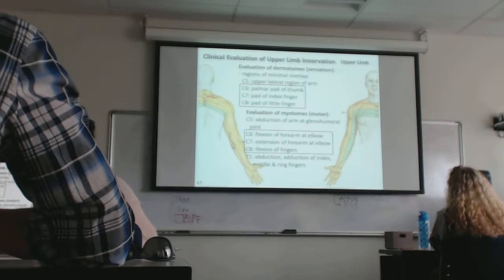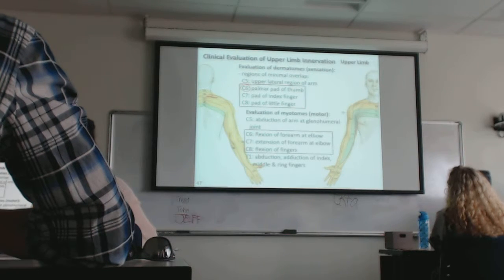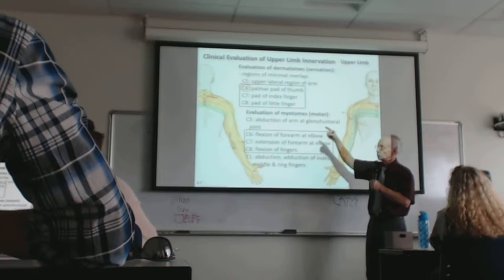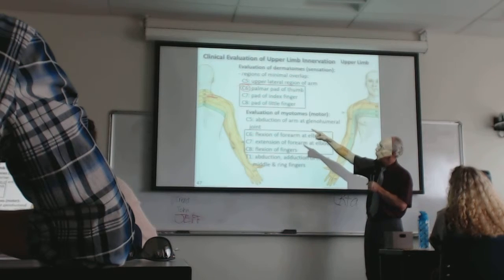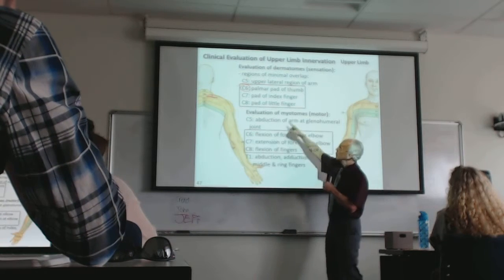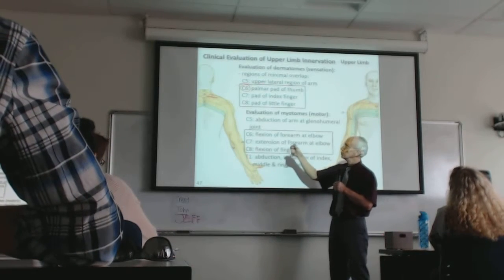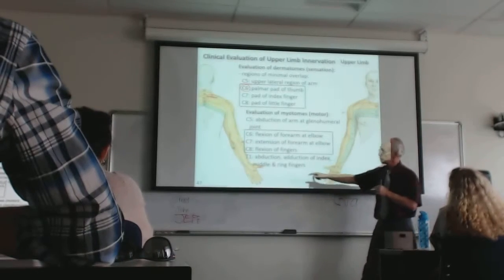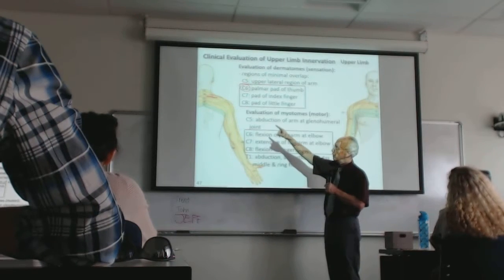Where's C6 there on the side? C6 would be, or you could evaluate the connection, I'm going to be careful here, the neural connection between the cord and the sensory tissue by looking at the palmar pad of the thumb. It doesn't tell you that if the patient doesn't sense the stimulus in the thumb, it doesn't necessarily mean there's a disconnection at C6.